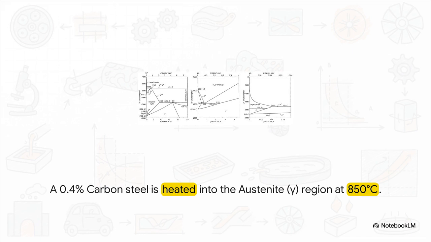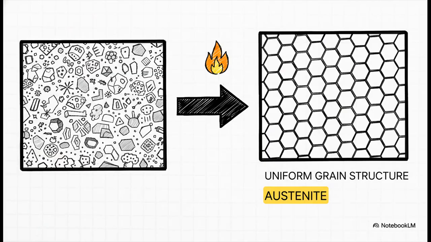And you can see that path takes us right into the middle of that big region labeled with a gamma. That's our austenite phase. So what happens when we get there? Well, at 850 degrees, any of the old structure, the ferrite, the cementite, it all just dissolves. Everything transforms into this beautiful, uniform, consistent structure of pure austenite grains. We've basically created a blank canvas. It's the perfect, predictable starting point for whatever we want to do next.